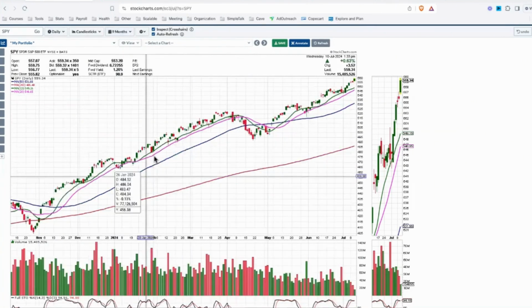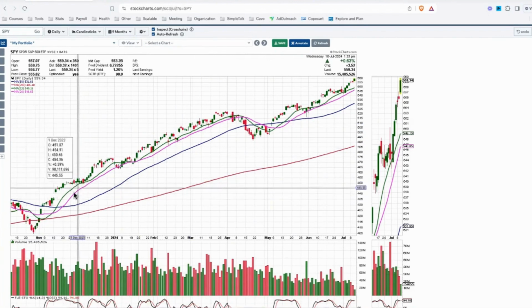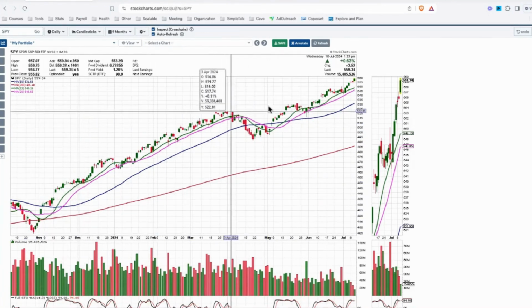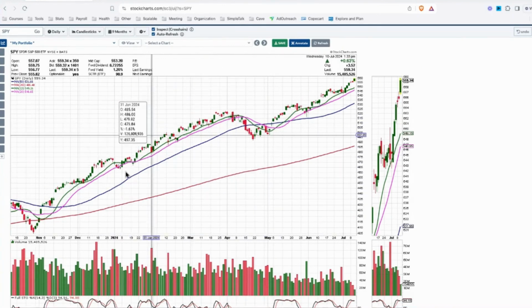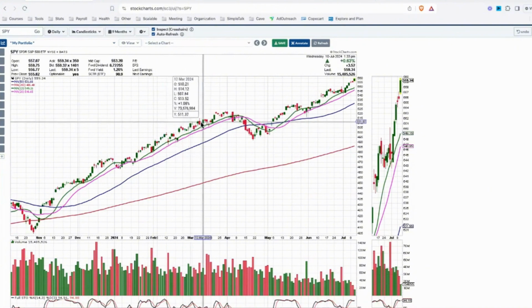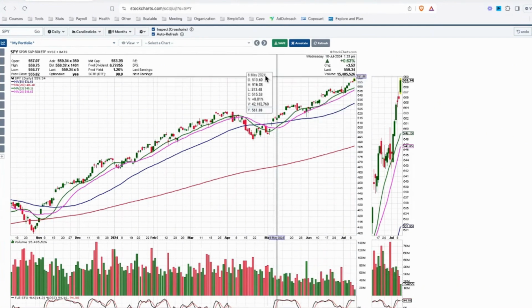If I go back to 9 months, you'll see it doesn't always go through consolidation. Sometimes it'll go up, and then it'll start coming down. It'll go up, down, up, down, up, down, up, down. But usually there's a few days of consolidation. So, that's important for you to know.